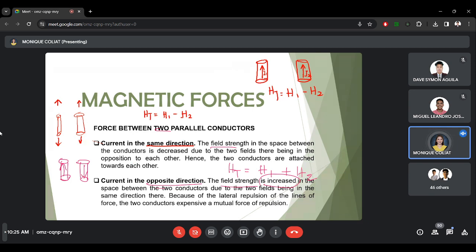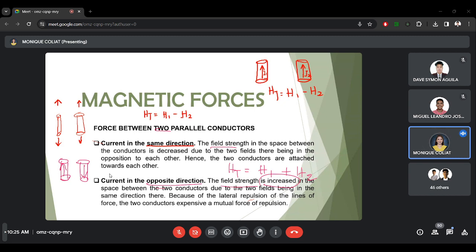Material that we are using right now in our residential, commercial, and schools. Okay, so because of the lateral repulsion of the lines, of course, the two conductors experience a mutual force of repulsion.